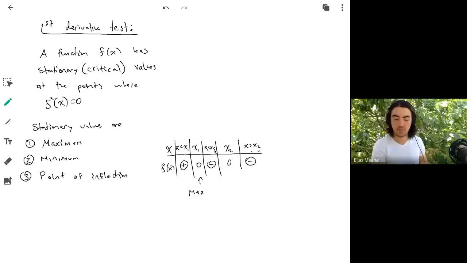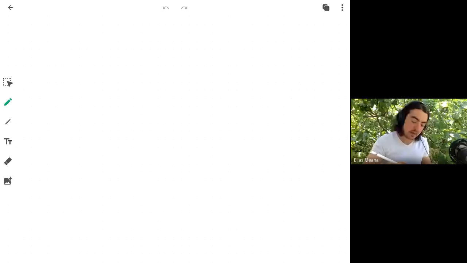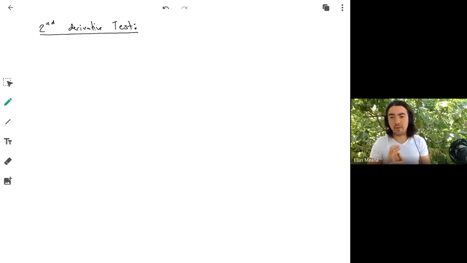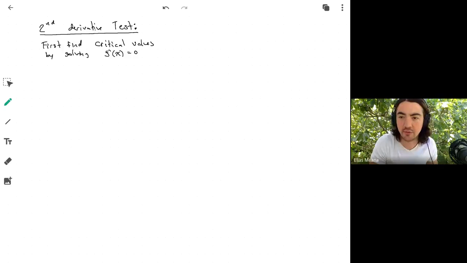So the second derivative test is much more useful, especially when we have functions whose derivatives we know how to calculate easily. So the second derivative test tells us the following. First of all, what you have to do is find the critical values, right? By solving the equation f prime of x equals 0. So this is exactly the same as the first derivative test, right? The beginning is the same.